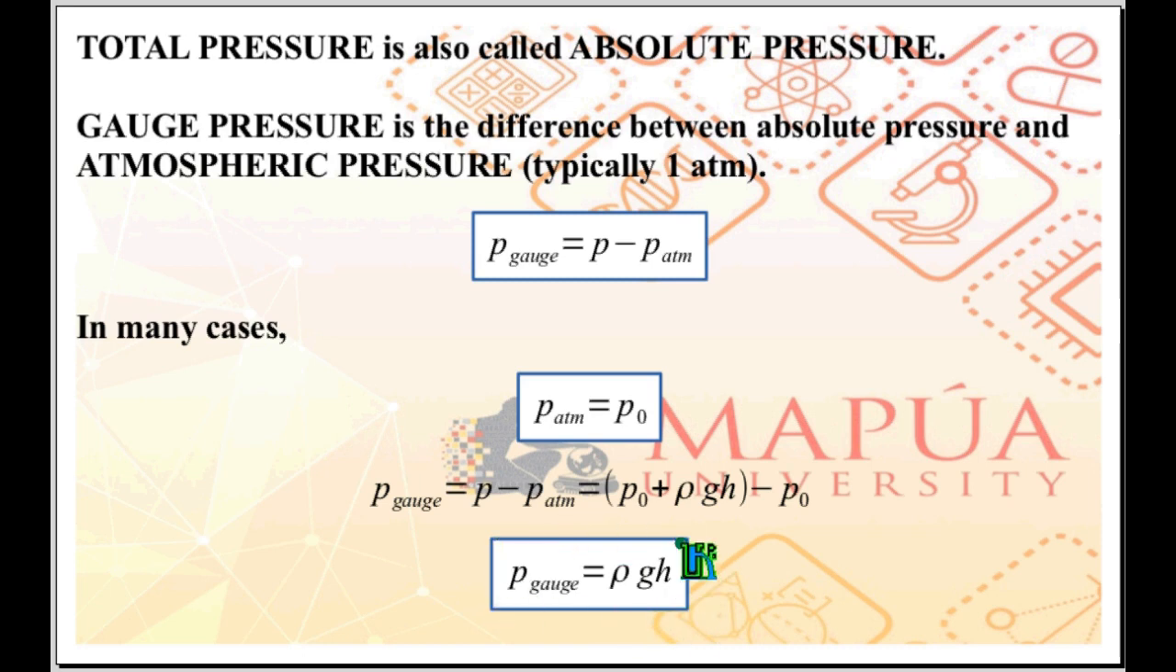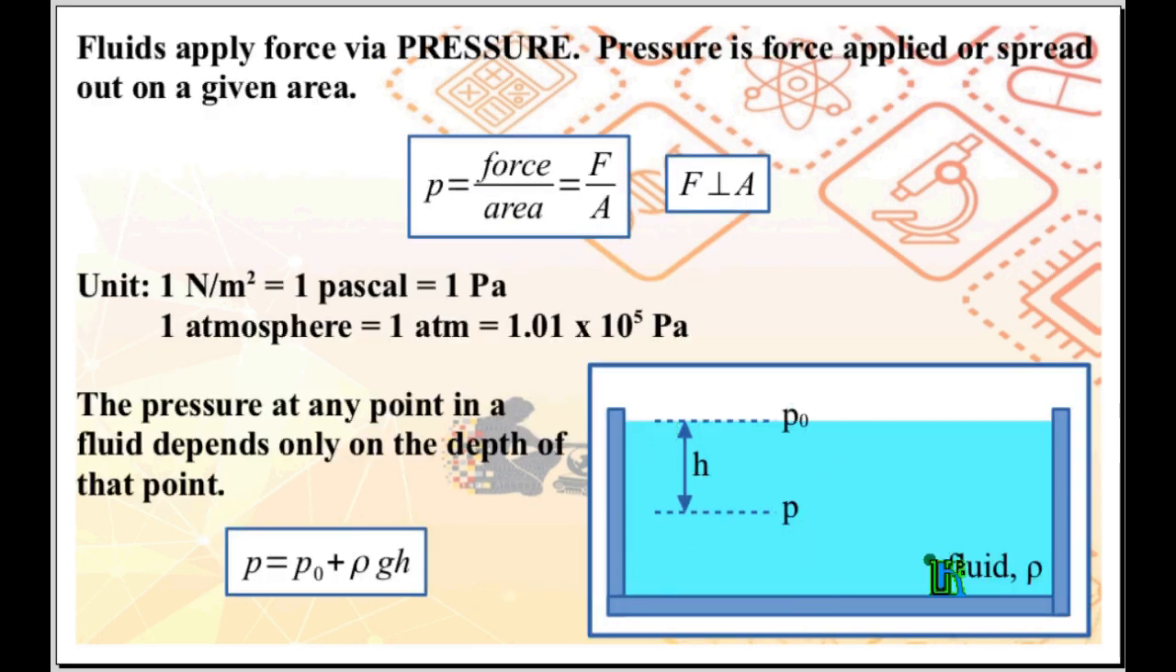So, unless otherwise stated by the problem, for instance, we will take the gauge pressure to be equal to rho g h and the absolute pressure P to be equal to P naught plus rho g h. Particularly for this case, a fluid contained inside an aquarium, for instance. So, for a fluid inside a container.